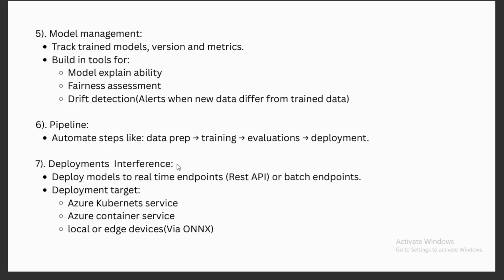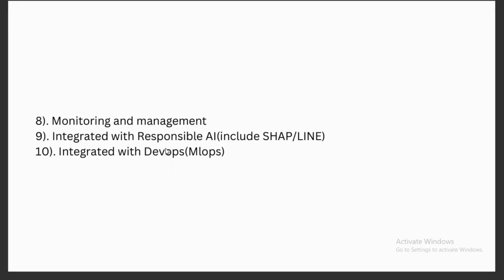For deployment, we have multiple options. You can deploy your model directly to a real-time endpoint, REST API, or a batch endpoint. We have deployment targets like Kubernetes services, container services, and local or edge services. That way, you can deploy your models. Then we also have monitoring and management capabilities, and integration with responsible AI. It can also integrate with DevOps as well.